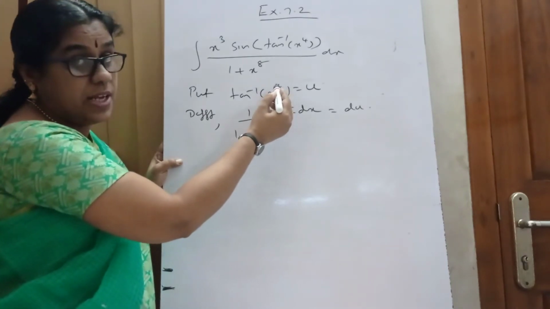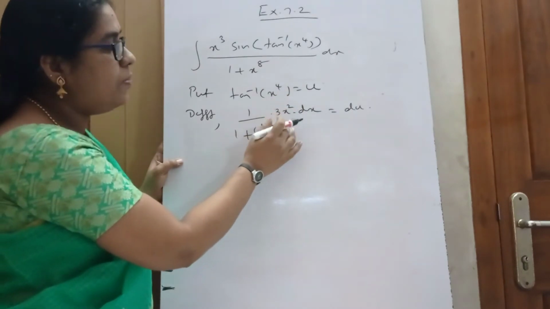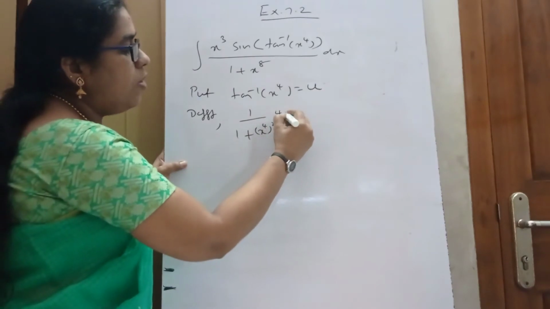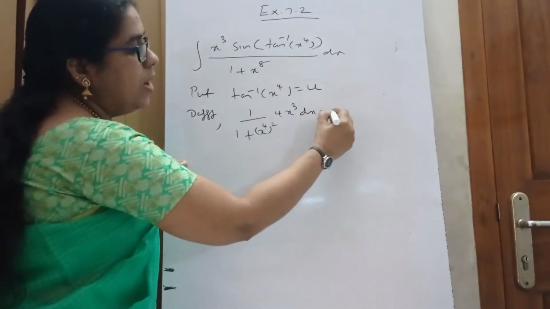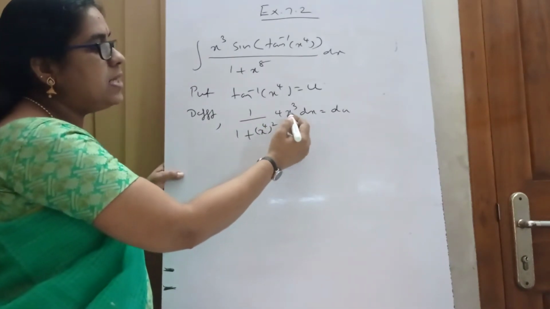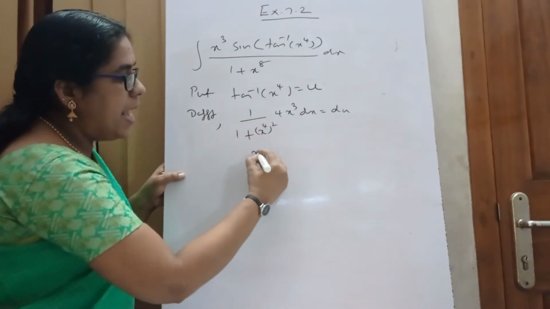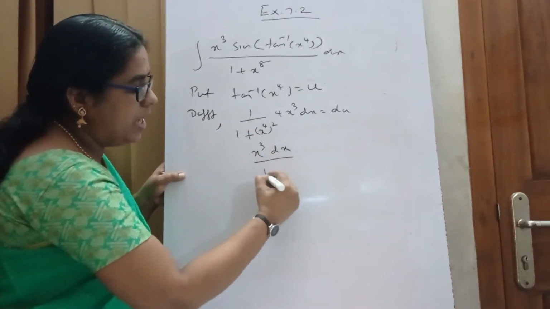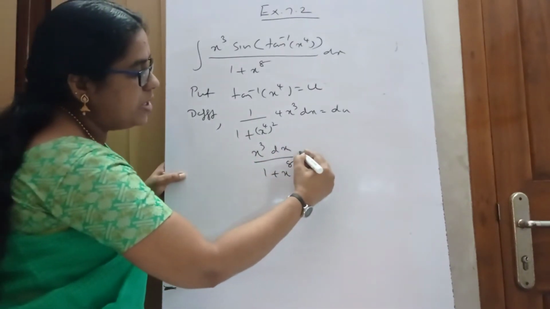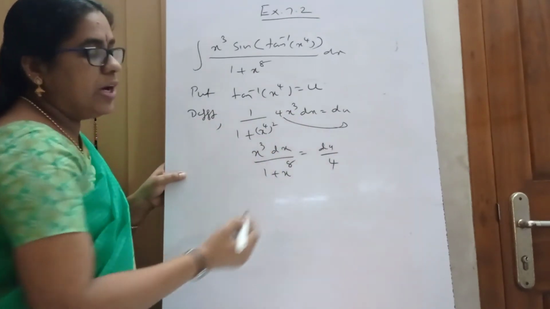Into the derivative of x raised to 4. We are applying chain rule also here. What is the derivative of x raised to 4? It is 4x cube dx, which is equal to du. Therefore, from this we get x cube dx divided by 1 plus x raised to 8 is equal to du by 4. We take this 4 to this side, so we get 1 by 4 du.